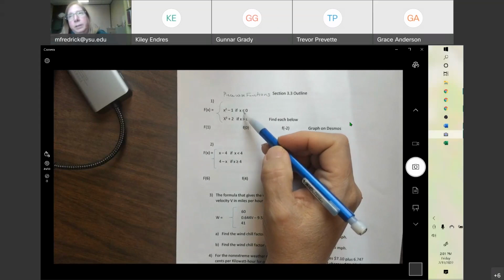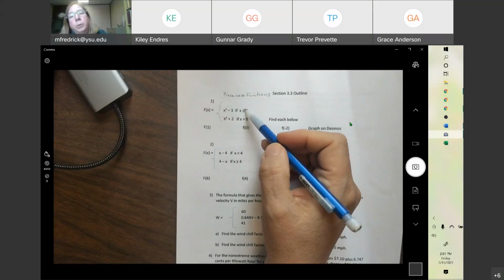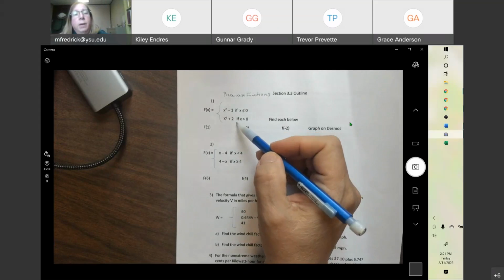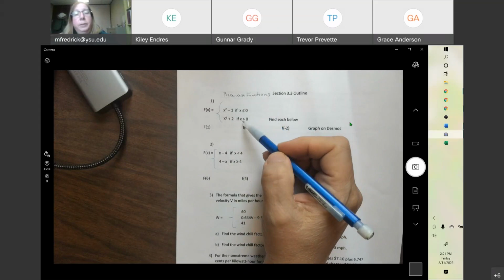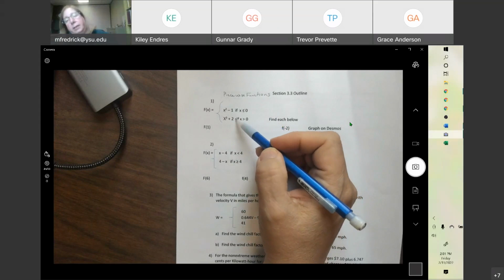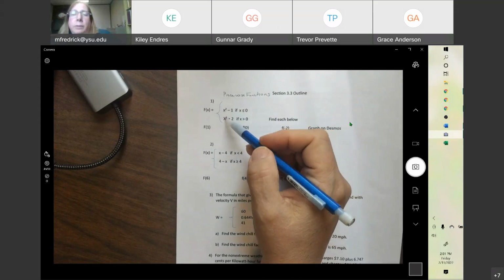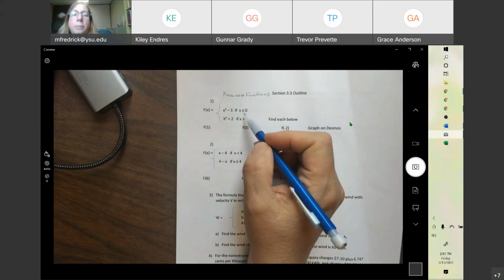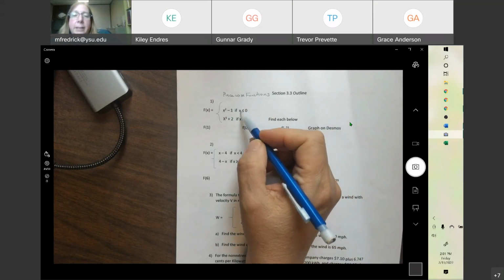Because remember, we can't have more than one x value have two different y values, or it wouldn't be a function. So the same x value cannot equal two different values for y. So these cannot overlap.